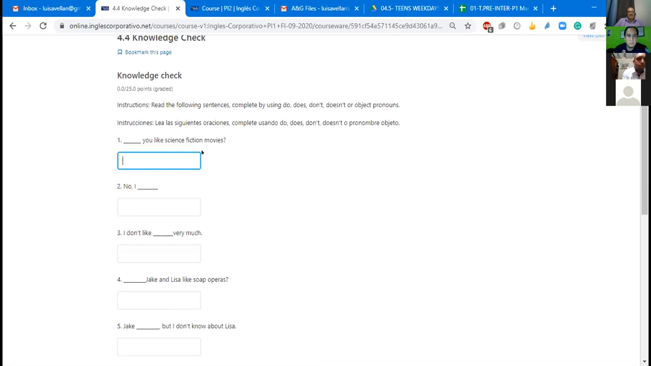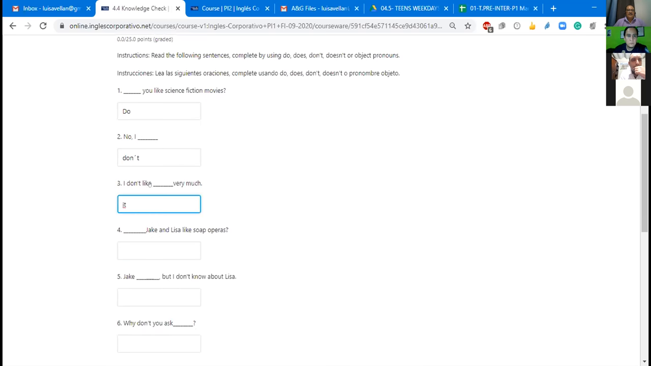Okay, this is a question. What should we write here? Do, does, don't, doesn't, or an object pronoun? Do. Okay. Do you like science fiction? No, I don't. I don't like it. It is the object pronoun. I don't like it very much.